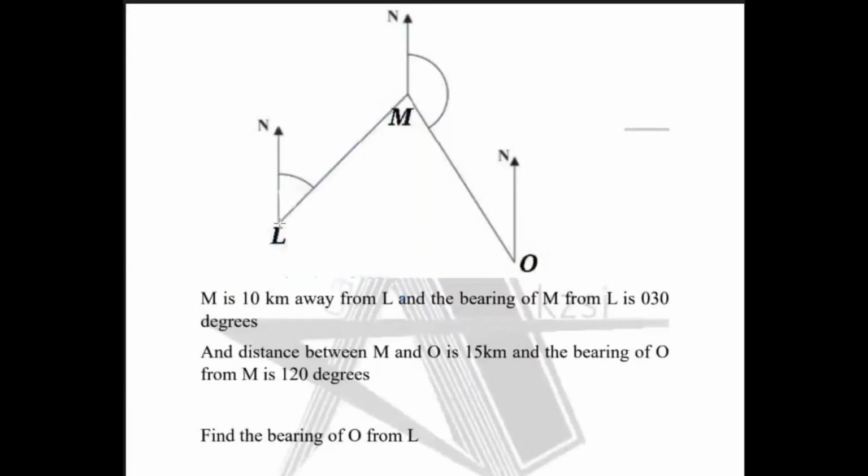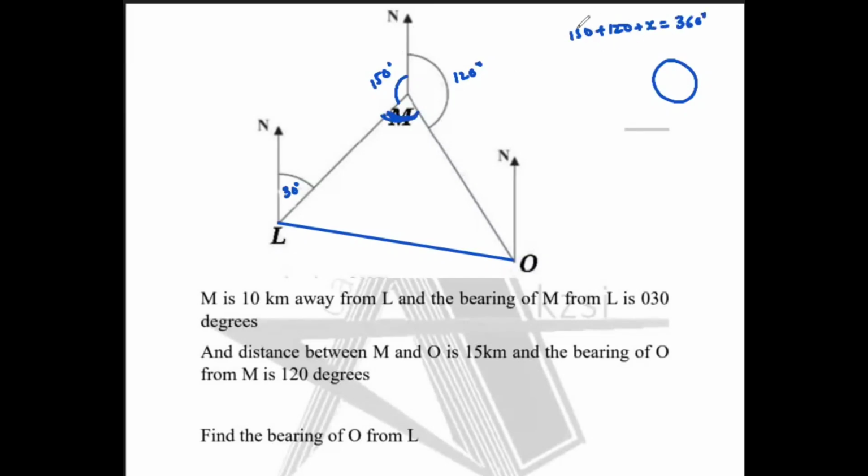Then this we have calculated as 150 degrees. This is 30 degrees. This angle is 120 degrees. So we know the sum of all the angles around a point, the whole circle, is always 360. So 150 plus 120, and let me say the remaining angle is x, equals 360 degrees. So this will be 270 degrees plus x equals 360 degrees, and x equals 360 minus 270, which is 90 degrees. So this is a 90 degree angle.